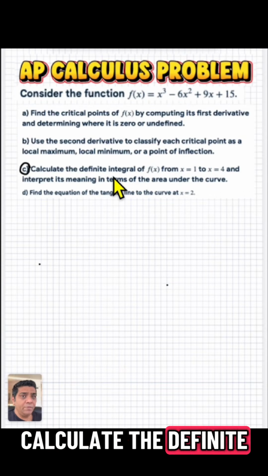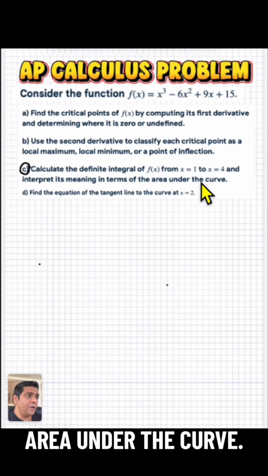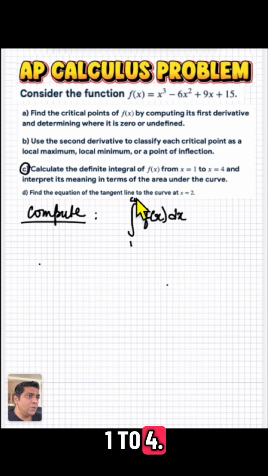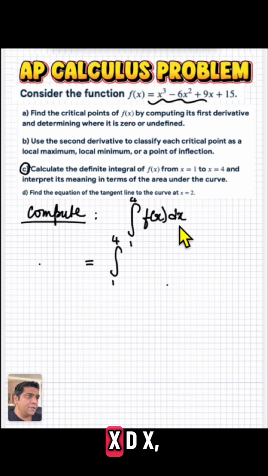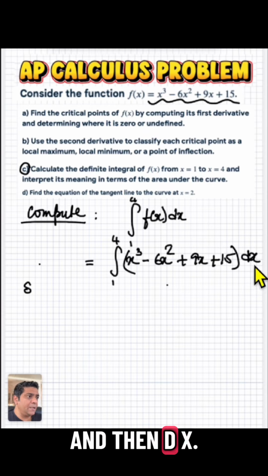What we have: calculate the definite integral of f of x from x is 1 to x is 4. Interpret the meaning in terms of area under the curve. So what we need to compute here is the integral from 1 to 4, the definite integral of f of x dx, which is our function right here, x cubed minus 6x squared plus 9x plus 15, and then dx.